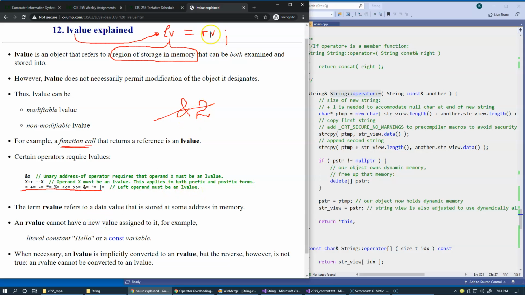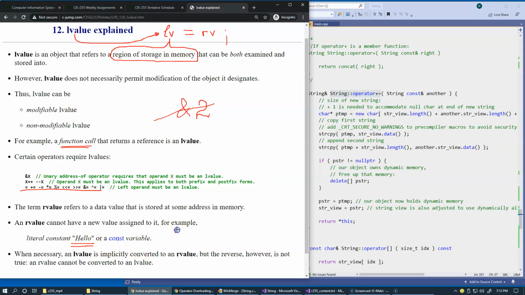Now the term rvalue, the right-hand side value, refers to a data value that is stored at some address in memory, but it can basically never have a new value assigned to it. So an lvalue most of the time allows modification, but it's not always required by the context in which it's used. But a constant literal like this, of course, is stored in memory, but it can only qualify as an rvalue.